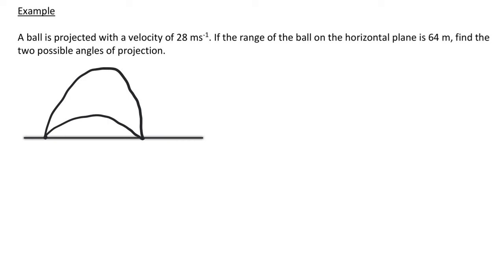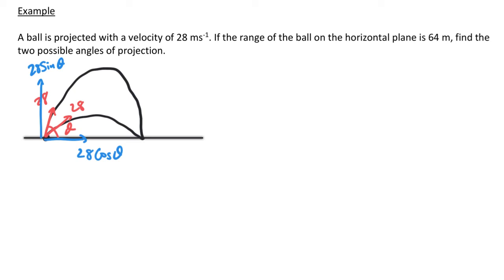So what we've got then is the horizontal range. We know that the velocity has been projected at 28, and it could either be a low angle or a higher angle for us to get the two different angles. But if we let them equal theta degrees, then the horizontal component is going to be 28 cos theta, and the vertical component is 28 sin theta.